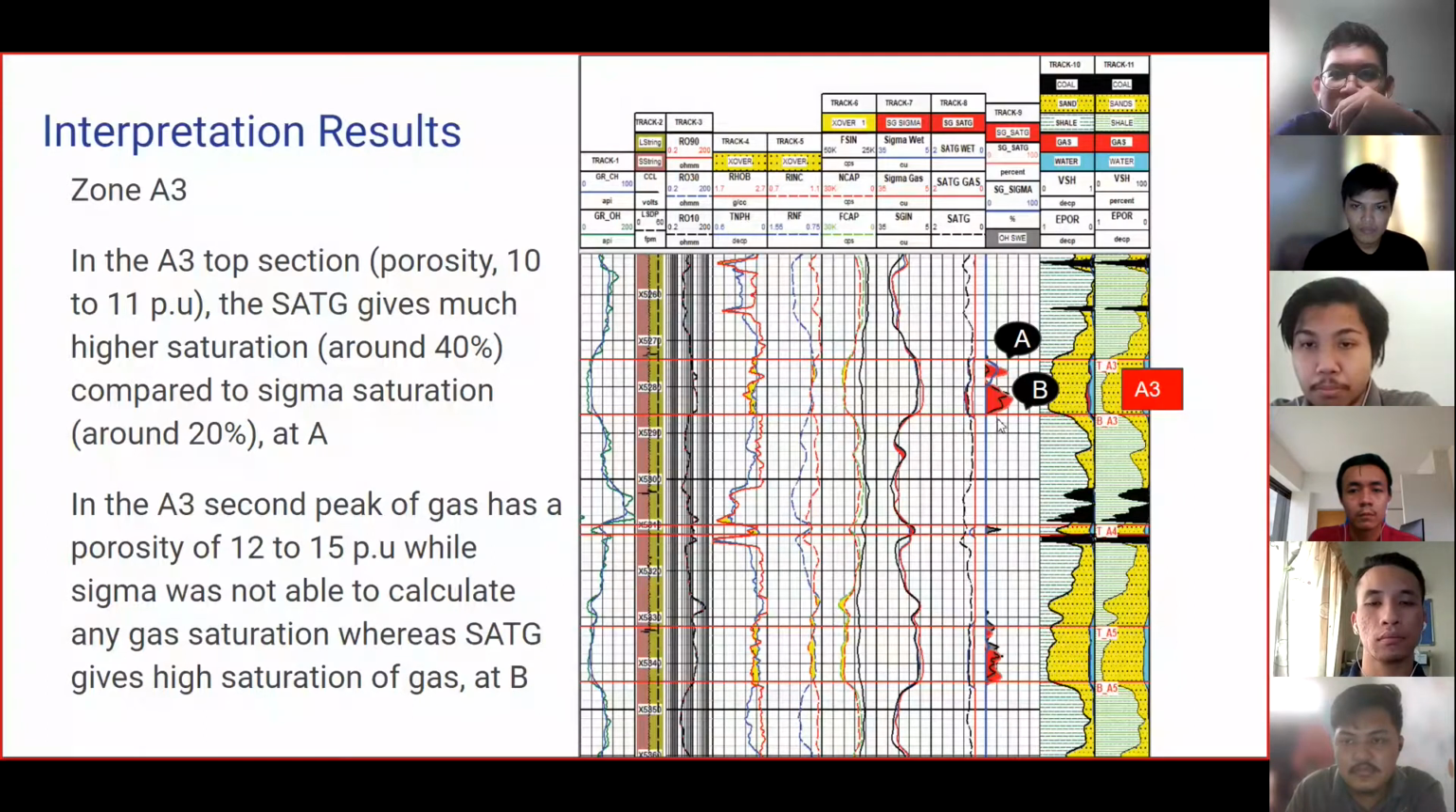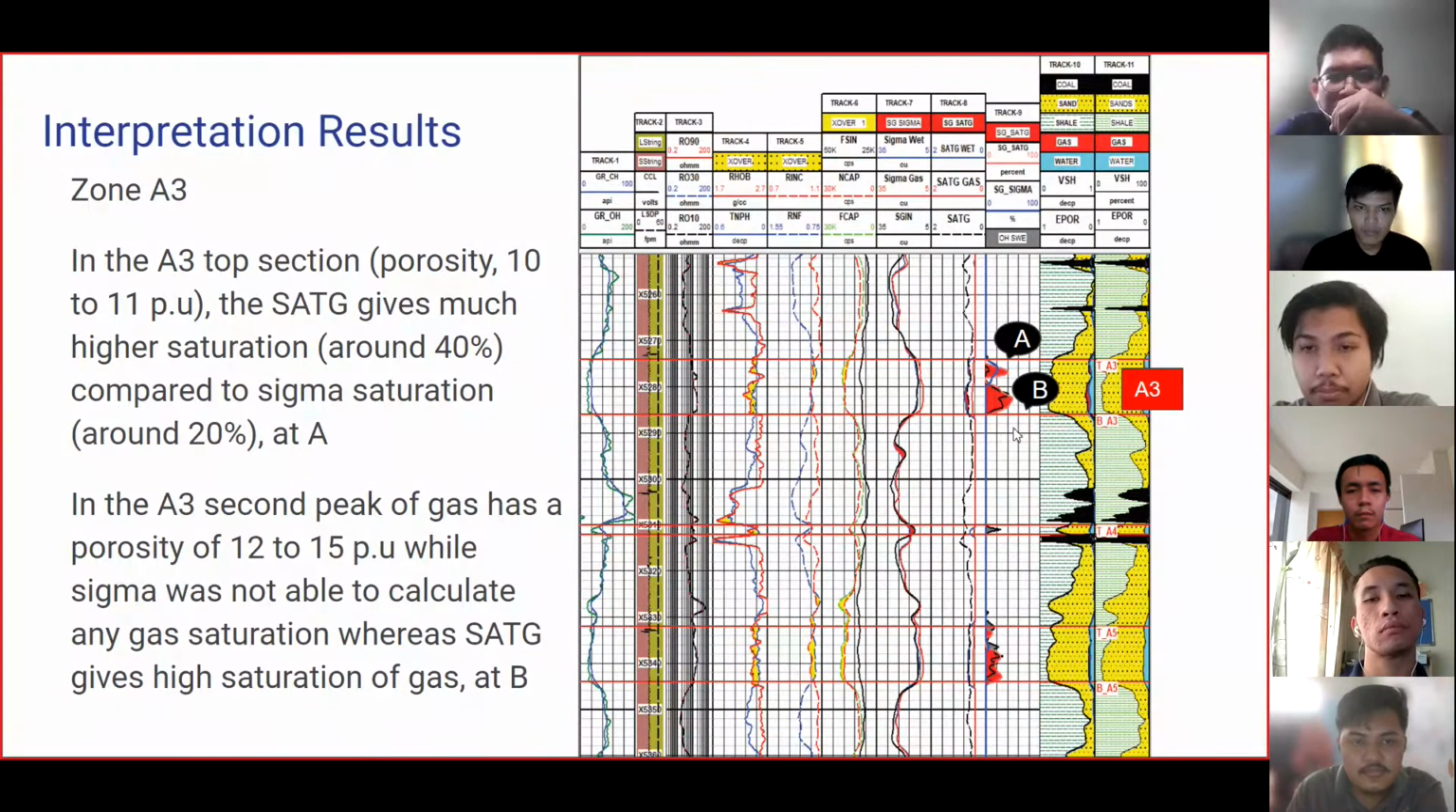So you can see at A, the A3 top 7, the porosity is 10 to 11 porosity unit. The SATG is much higher, with an average of 40%. You can see the higher line, compared to the blue line with the sigma saturation, which is much lower.